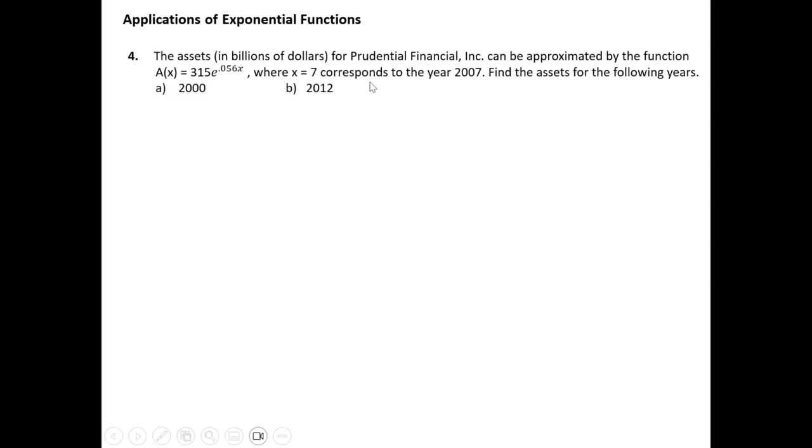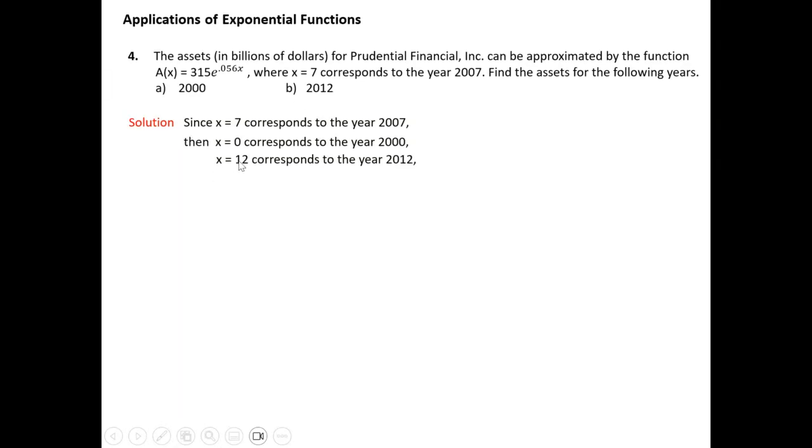It says that x equals 7 corresponds to the year 2007, which means if the year is 2000, then x must equal 0. X equals 0 corresponds to the year 2000, and x equals 12 corresponds to the year 2012. So for part A, I'm going to evaluate the function at 0, A of 0, which means I'm going to plug in the 0 where the x is.